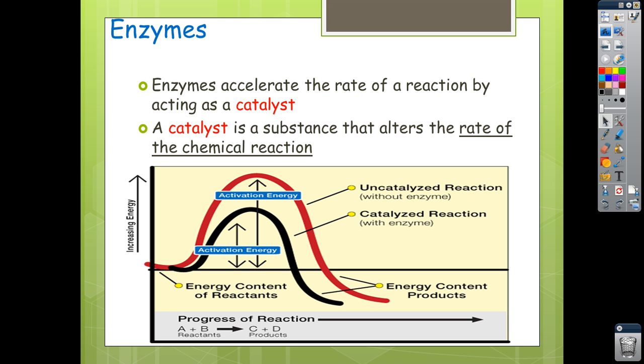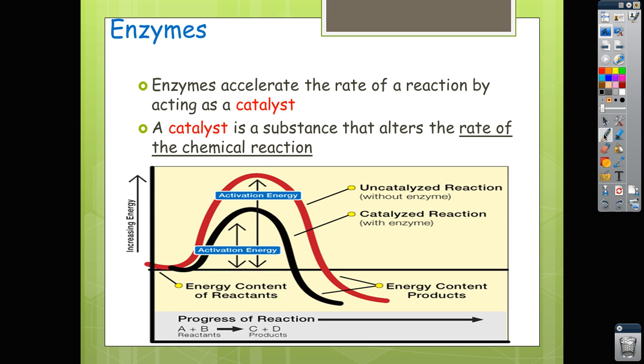A catalyst is basically a substance that alters the rate of a chemical reaction. And basically what it does is it speeds it up. Now, how does it speed it up? Well, chemical reactions need what we refer to as activation energy.